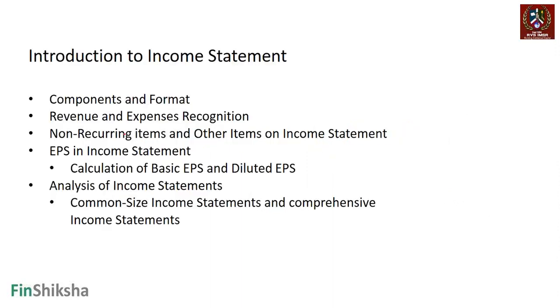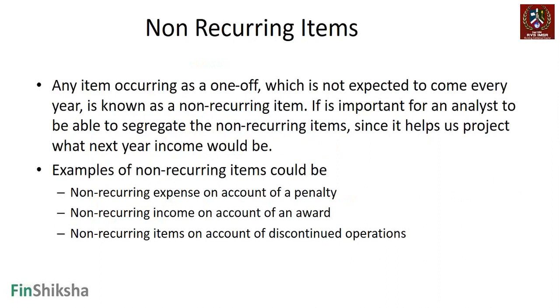So we're going to look at what are non-recurring items, and we are going to look at some of the other items on the income statement which are going to be of relevance to our understanding of income statements, right? Now, let's first start with what we mean by non-recurring items. Any item that is occurring as a one-off, which is not expected to come over every year, and it's an item that is specific to this one year but probably is not going to repeat itself again and again. That is known as a non-recurring item, right?